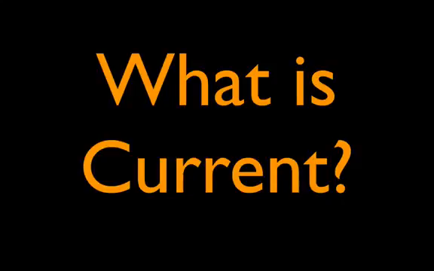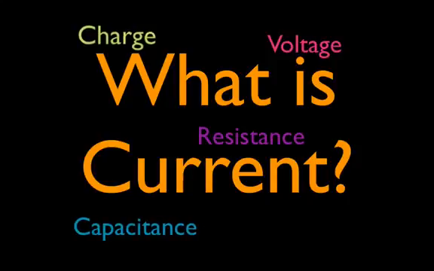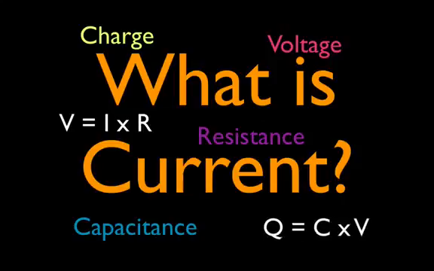Because when we deal with circuits, with resistors and capacitors, there are several different terms you need to be familiar with. One of those terms is obviously current. Another is voltage, and then resistance, capacitance, and charge. We want to have a good understanding of what these terms mean, especially when we're doing calculations with Ohm's law, V equals I times R, voltage equals the current times the resistance, and also what I like to call the capacitor equation, Q equals C times V, or charge equals capacitance times voltage.